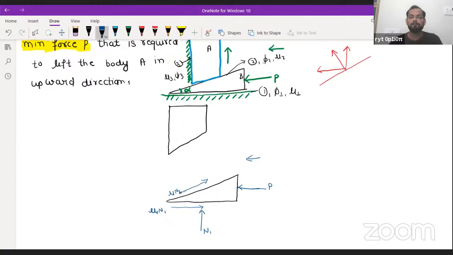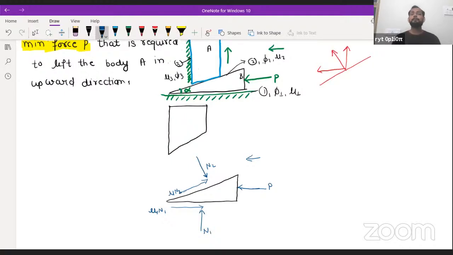And what about the normal reaction? So normal reaction will be something like this. So it is N2. Fine. Now, how can you solve this problem? See here, it is a very easy problem, and with this concept you can solve any problem that is related to the wedge. So, what is the concept?